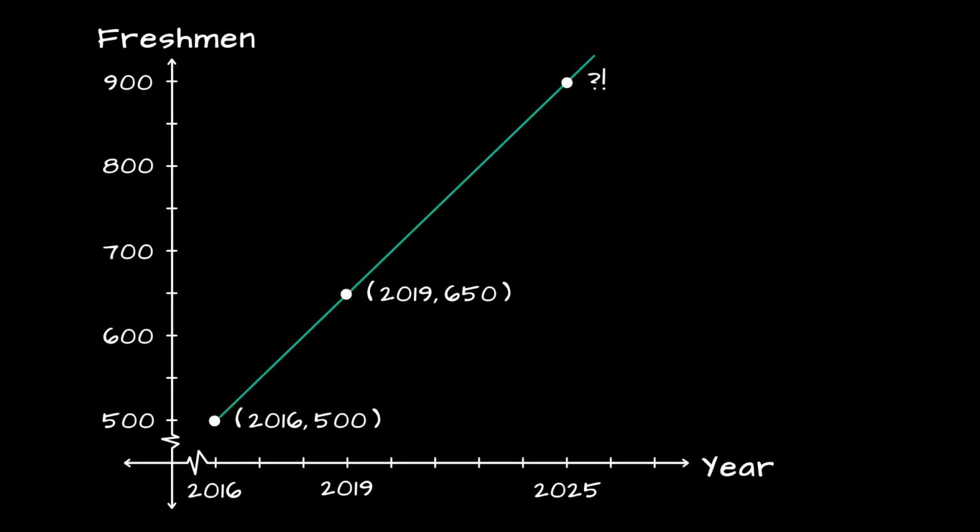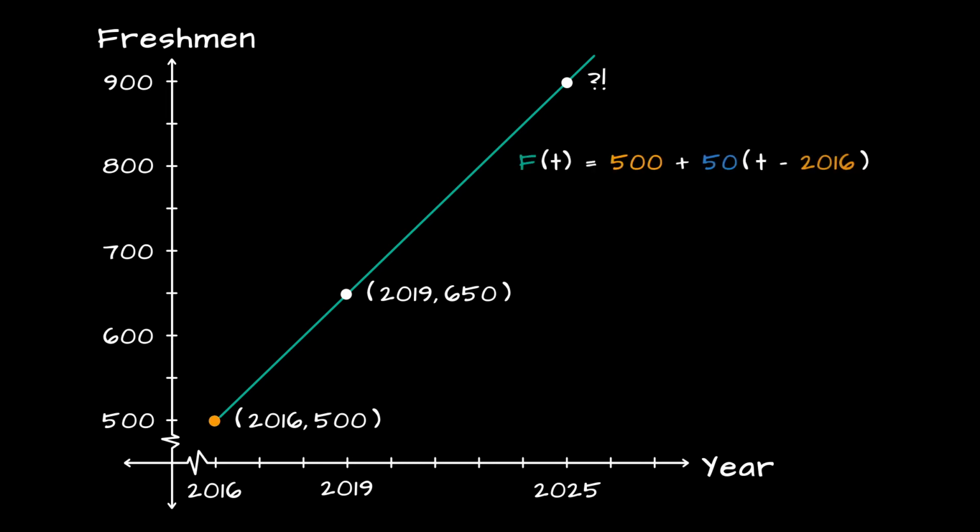So geometrically, the situation is as follows. We want to take those 2 data points that we were given and then remember that a linear function is uniquely determined by 2 points that lie on its graph. So we'll construct a linear function that passes through our 2 data points, and then we should be able to use that function to determine what freshman enrollment will be in the year 2025.